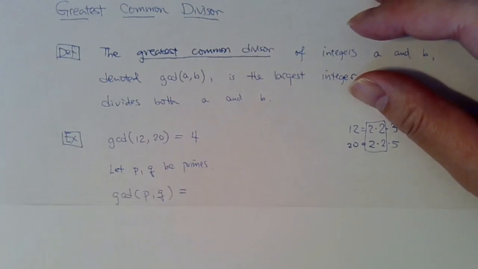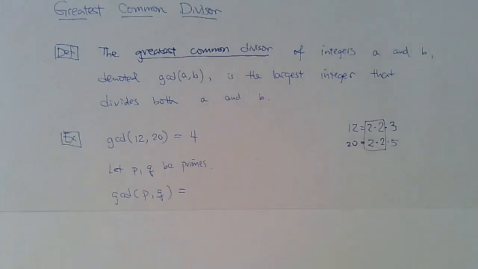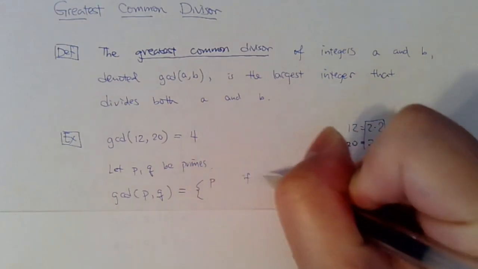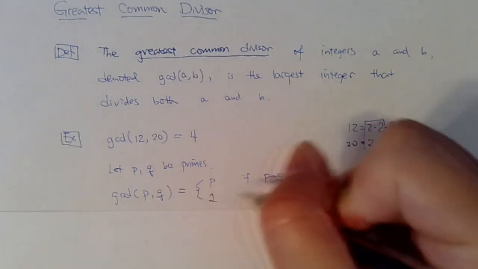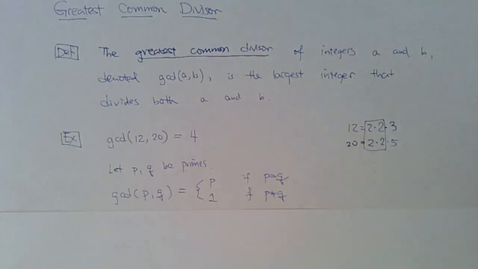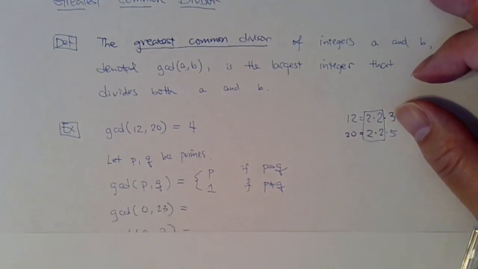Another example, suppose we have two primes, p and q. Then what is their greatest common divisor? Well, if p and q are the same, then it would actually be that number. So that would be p if p is equal to q. Now, if we have the same primes like 23, 23, then the greatest common divisor would be 23. But otherwise, it would be 1. The primes only have themselves and 1 as divisors, and so if they're different, then they wouldn't share divisors.